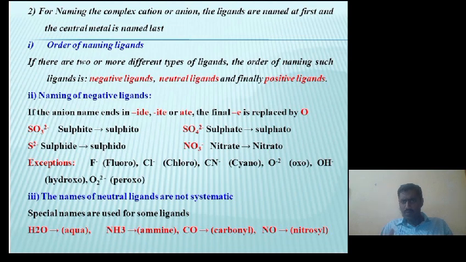Okay, next the name of ligands. Order of ligands: the first preference is alphabetical order, given the negative ligands, the neutral ligands, and positive ligands. Suppose the ligand ends with IDE, ITE, ATE, the final E is removed and replaced by O. So, for example, the sulfide ligand present within the sphere, you write like sulfido. The sulfate ligand present in the sphere, you write like sulfato. So O is added at the end of the ligands, except the halogens, and cyano and oxo, right.